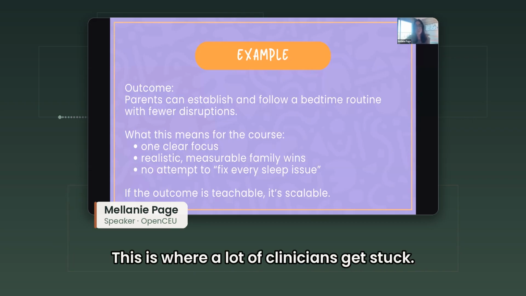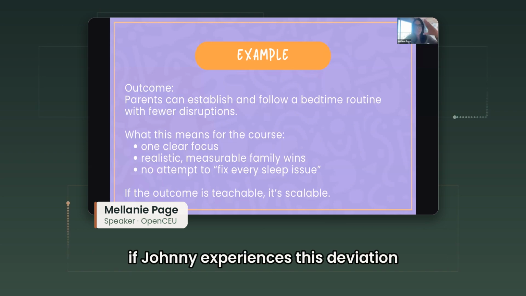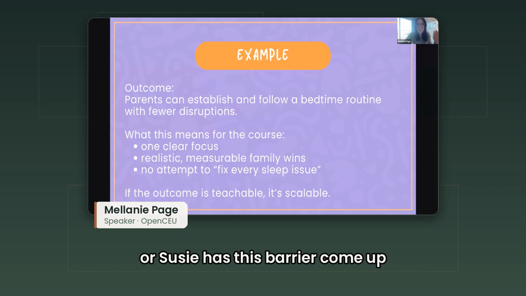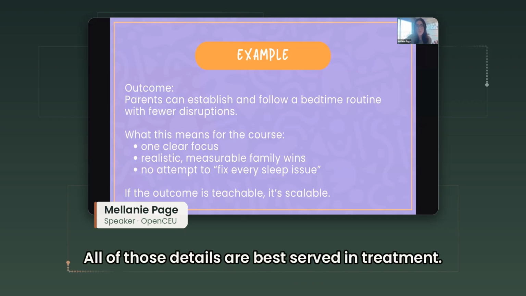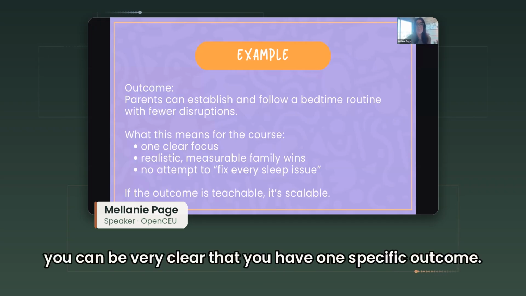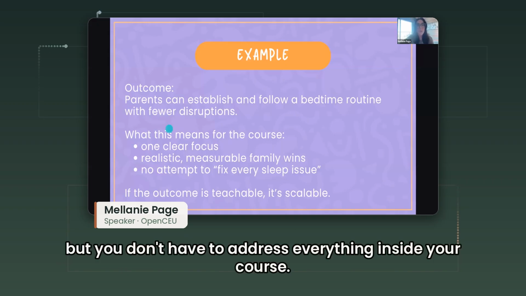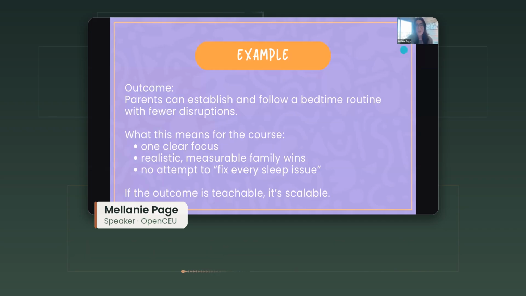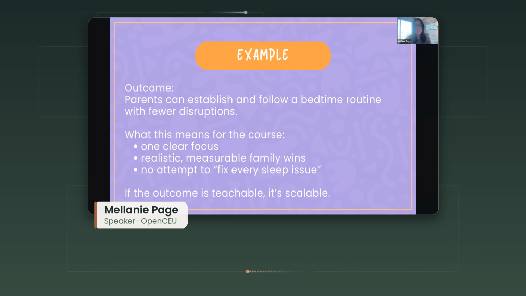This is where a lot of clinicians get stuck. They're like, oh, do I have to include in my course if Johnny experiences this deviation, or Susie has this barrier come up, or there's this constraint within the home? All of those details are best served in treatment. But if you are designing a course, you can be very clear that you have one specific outcome, and yes, address any trending barriers potentially, but you don't have to address everything inside your course. It's not what it's designed for. And the outcome here should be teachable and scalable. So again, you can teach it one to many.